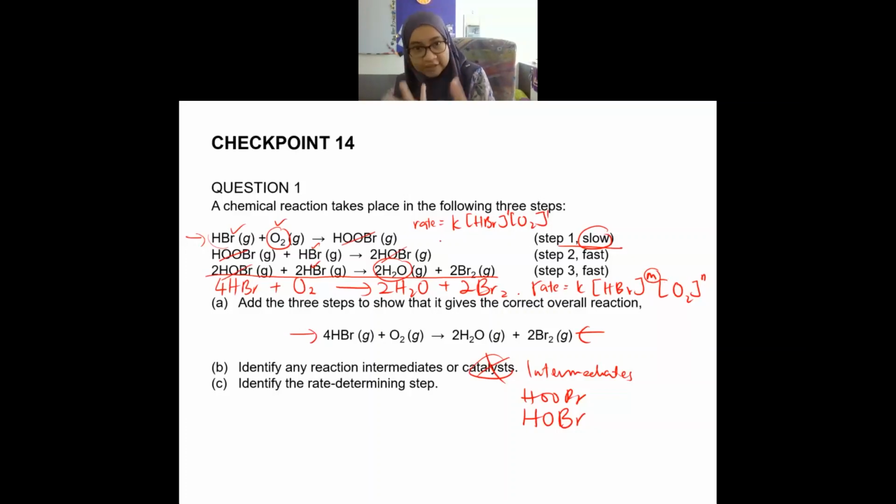But alternatively, we can make sure it is directly correlated. Not proportional, directly related. Okay, so HBr, we do have HBr. O2, we do have O2. So we can tally them. So we can say that the rate law of the overall reaction is also 1 for HBr, and this one, O2, also 1.